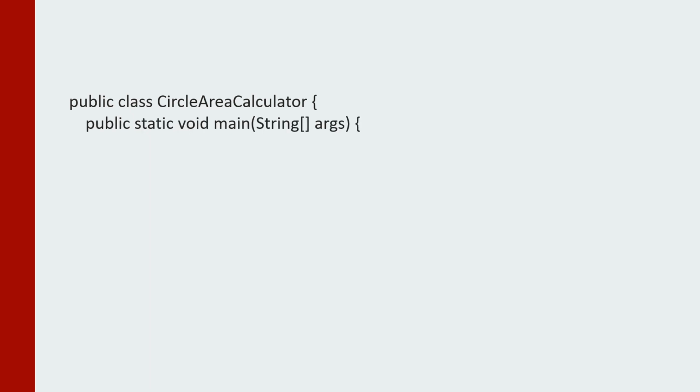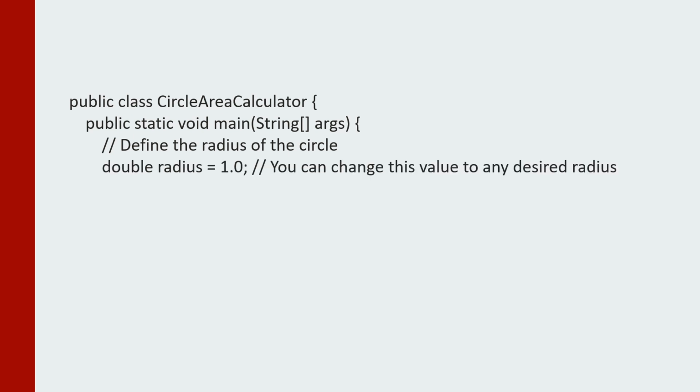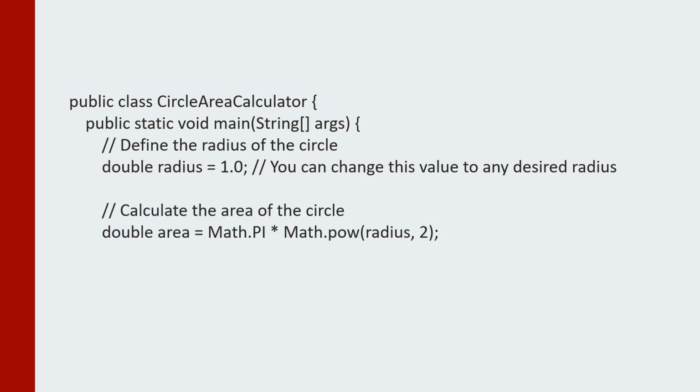Once you have the steps for that algorithm written out, you can start to write code for it. So I'll just go ahead and show an example of writing up Java code for doing area of a circle. I have public class CircleAreaCalculator, public static void main String args. And now I'm going to define the radius of the circle, which is going to be double radius equal to 1.0. And then I'm going to calculate the area, which is going to be double area equal to Math.PI times Math.pow(radius, 2).